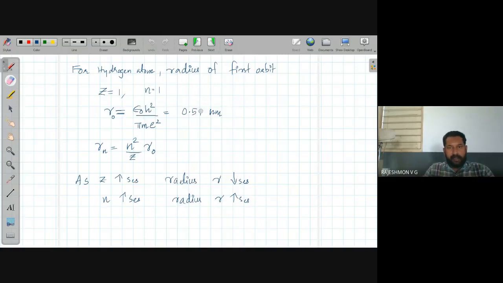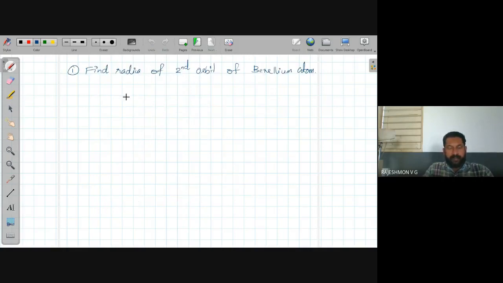This is right, actually 0.529, and this is not nanometer, this is angstrom. Please correct it. 0.529 angstrom units is the value of the Bohr radius, and that is what we substitute. So here you have r is equal to n square by Z into 0.529 into 10 to the power minus 10. Angstrom means 10 to the power minus 10.